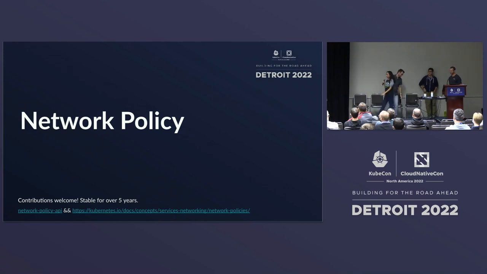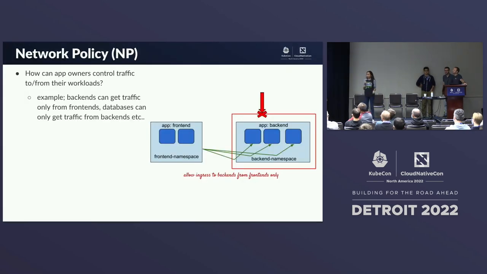So next up, we have network policies. How many of you have used network policies or known it? Well, yeah, that's expected because it's been around for a really long time, 5 years, I think. It's a stable core V1 policy. And it's a powerful API that actually allows app owners to regulate their network traffic.